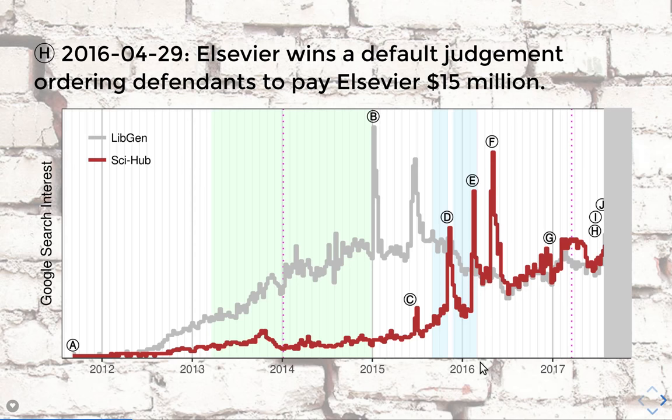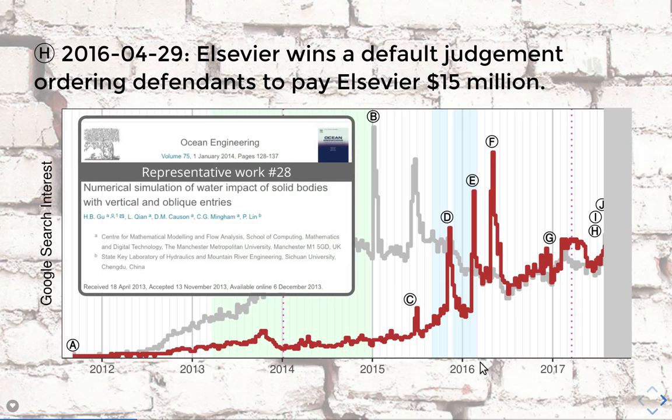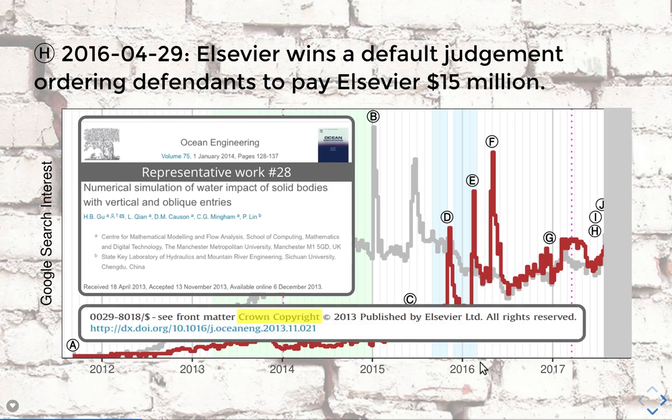I actually went through the 100 works, which were in the suit, and I found this interesting one, which was called Representative Work Number 28, which was published in 2013 in the journal Ocean Engineering. And what I found interesting at the bottom is that it said Crown Copyright. And I didn't know what that was, but I looked into it. This is from the UK, and I believe it had some funding from the UK government. And it says Crown Copyright because under UK law, this work, or the work funded by this grant, should be in the public domain. So I believe Elsevier probably didn't have good records of which of these articles were in the public domain and which of them they owned the rights for. So even the publisher has trouble saying which intellectual property is whose.